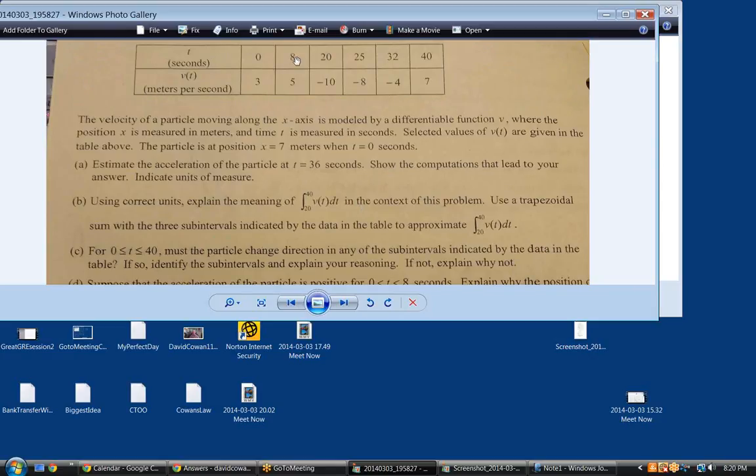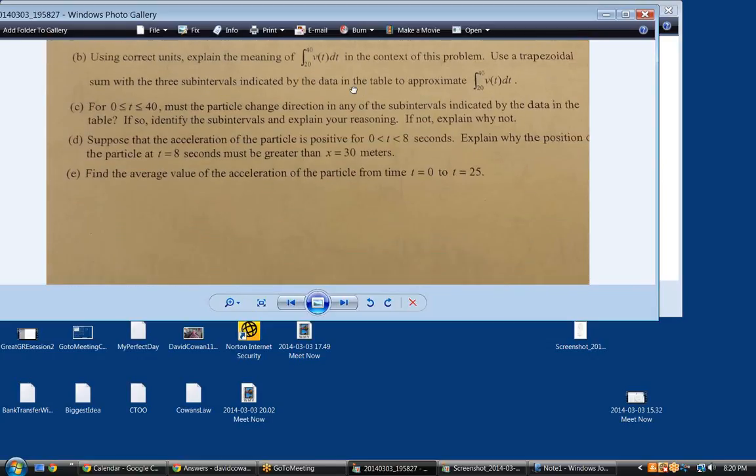Okay. So yes, in this interval from 8 to 20 it changes direction. It does not change direction from 0 to 8, at least not that we can tell. In other words, we only have discrete points there. Could be that it went negative at 4 seconds. We don't know. Doesn't change direction in that interval or that interval, but those 2 it does.